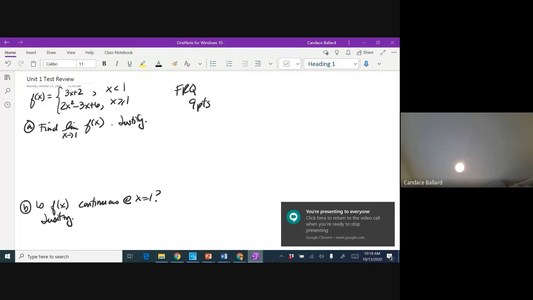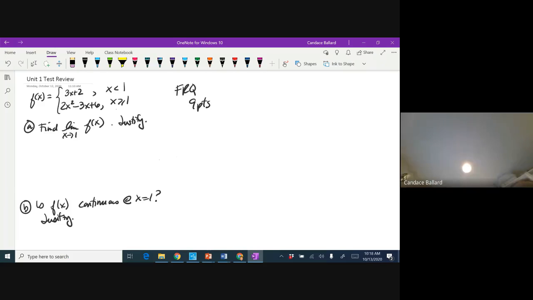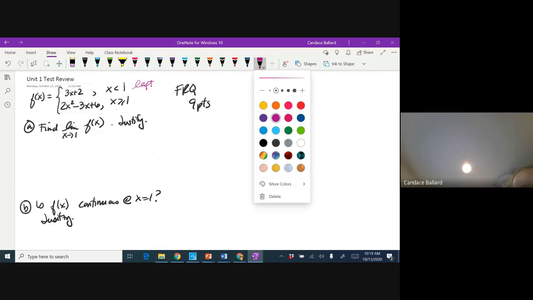And there it goes. Okay, so we have a piecewise function. We are supposed to find the limit as x approaches 1. We're going to find the right and the left-hand limits to begin with. So I am going to start with this branch that says x is less than 1, which would be the left branch.